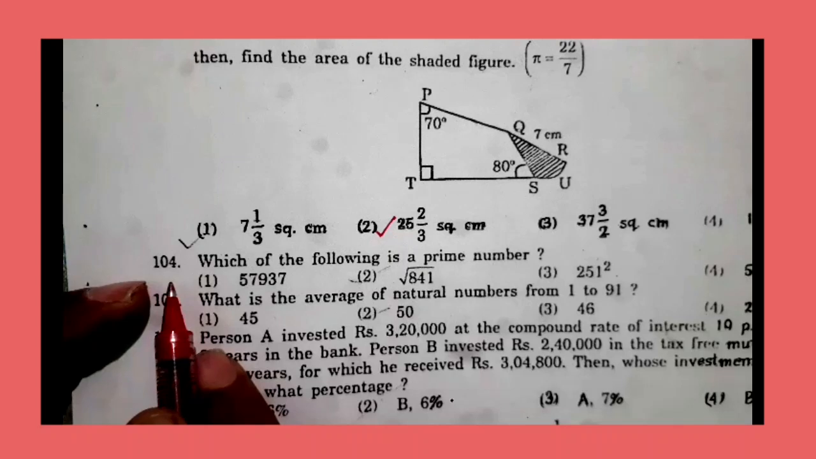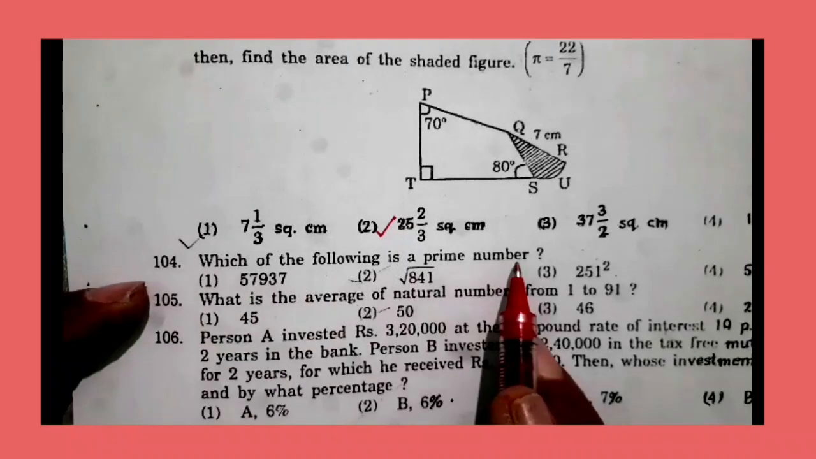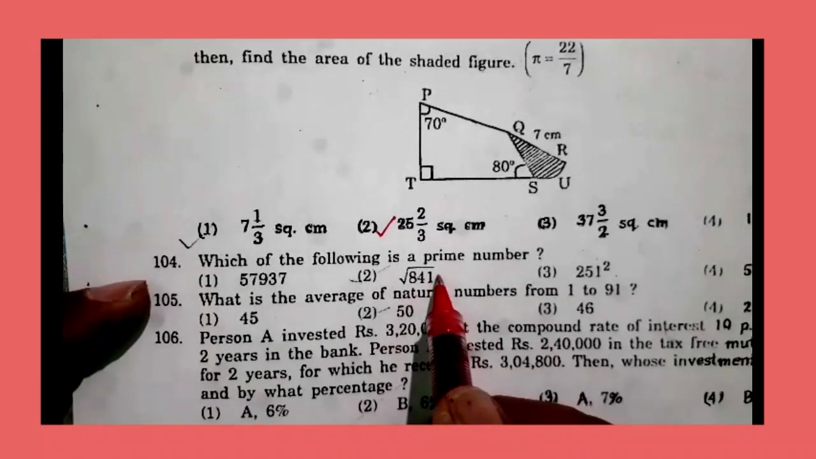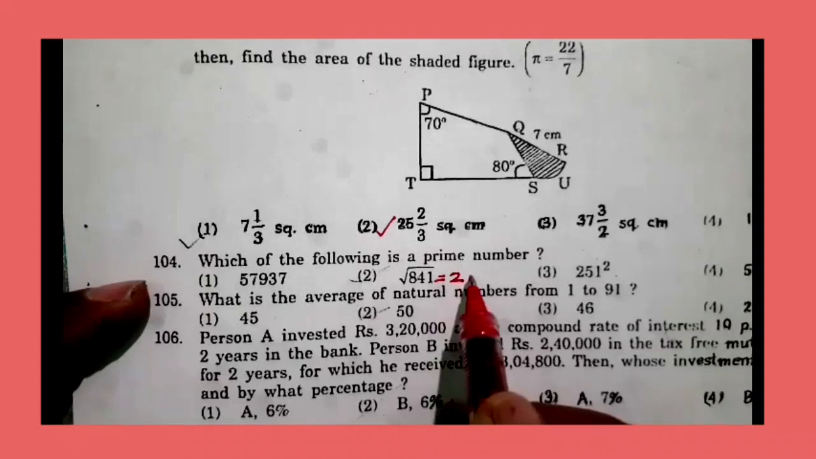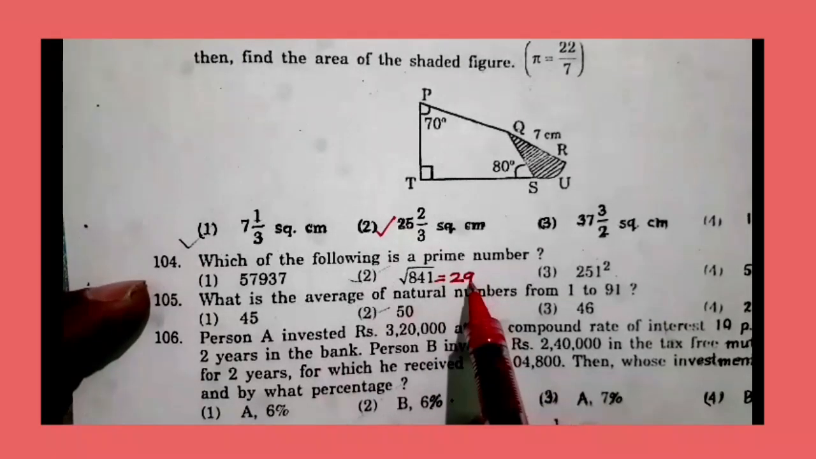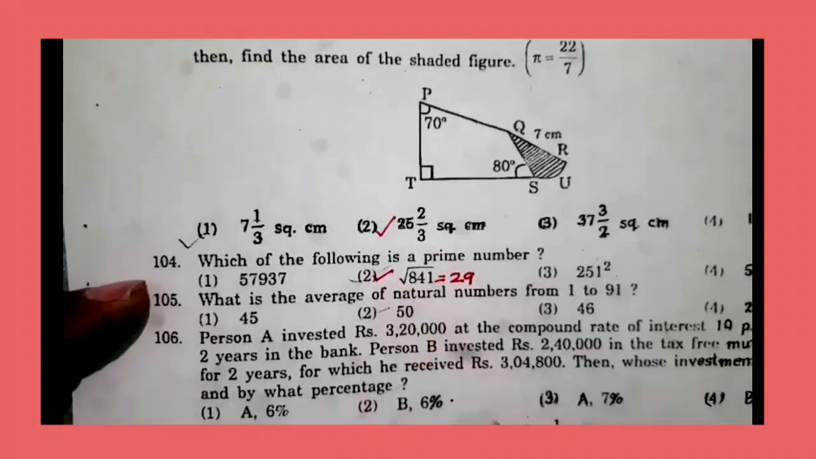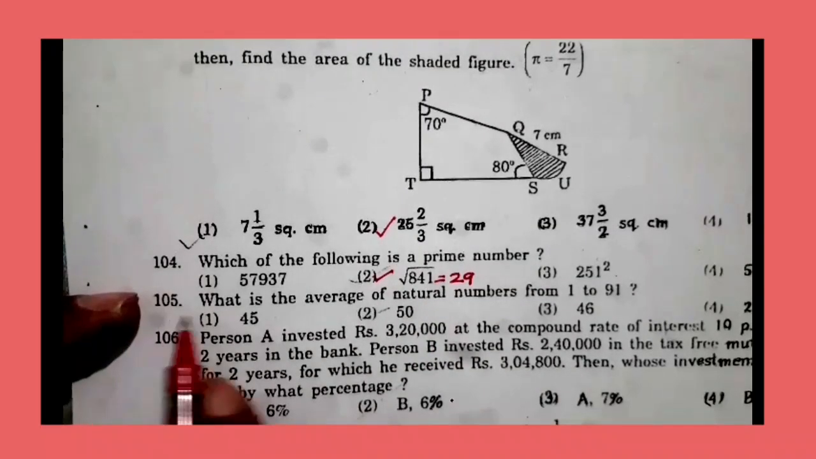Question 104. Which of the following is a prime number? This is 29. So 29 is a prime number. Our answer is 2.